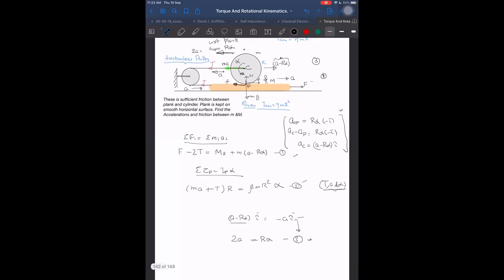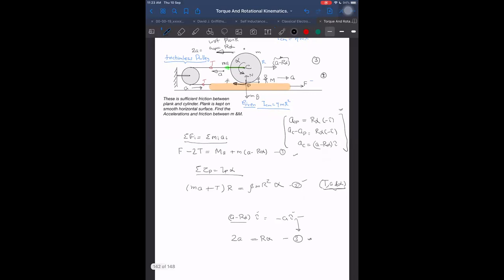So can you get the answer now? It will not be much difficult now. See what we need to do next. I need to multiply the second equation by 2, and multiply this one by R, and then add these two. Then T will get cancelled out. After that, as we know 2A will be R alpha, we can use that here and get the answer easily. Right?